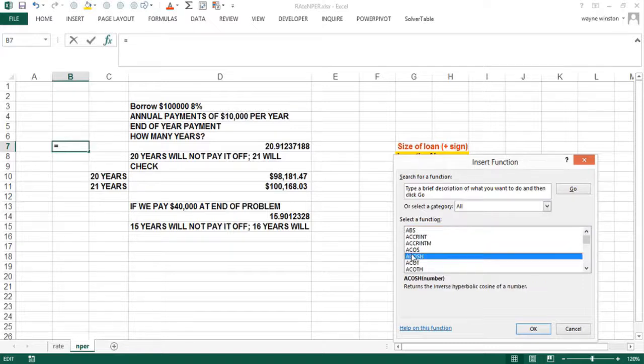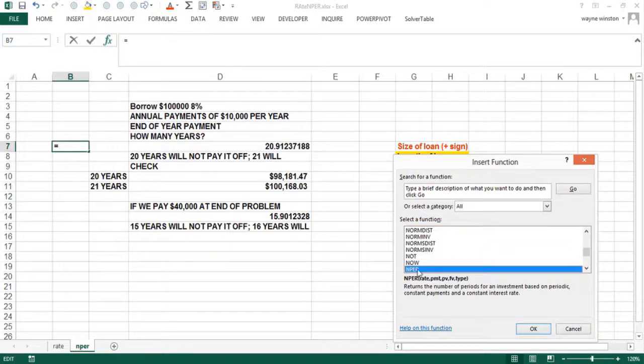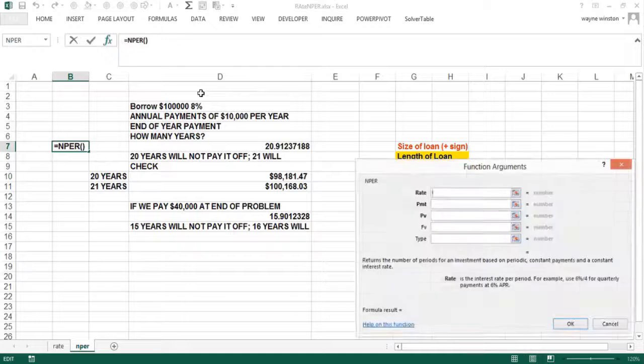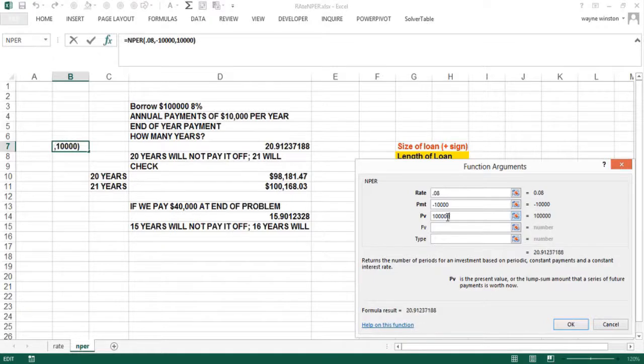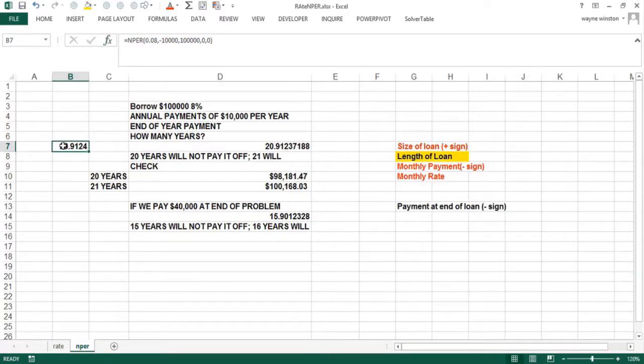So I come down here and type NPER. The rate is 8%. The payments are $10,000 a year. I borrowed 100,000. There's no future value. And I put end of the year payments there. And it's 20.91 years.